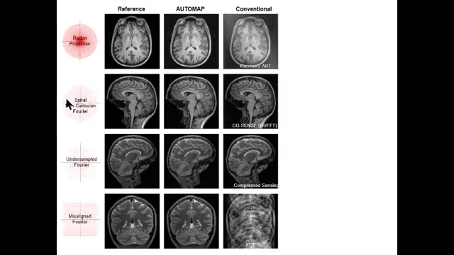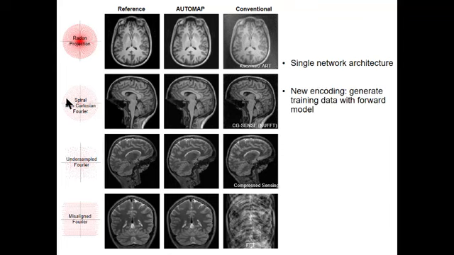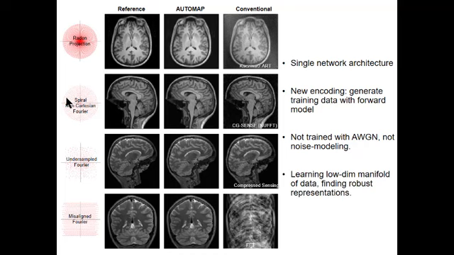Now remember, all of these were trained on the same network architecture and hyperparameters, which shows the very flexible and generalized reconstruction capability of AutoMap. So to learn a new reconstruction for a particular encoding, one only needs to generate training data with the already known forward encoding model. Another important note is that none of these were trained with any sort of additive Gaussian noise, so there wasn't any noise modeling going on for noise suppression. Instead, AutoMap is learning the low-dimensional manifold of the data and thus finding robust representations of the signal, which would benefit the reconstruction from any sort of small undesired perturbations.